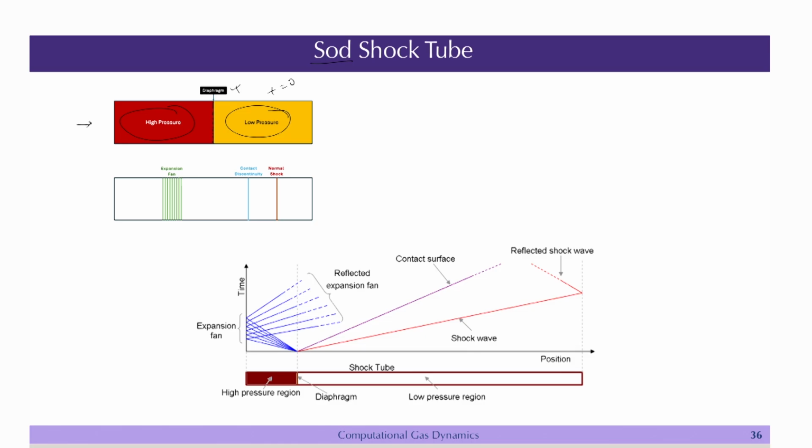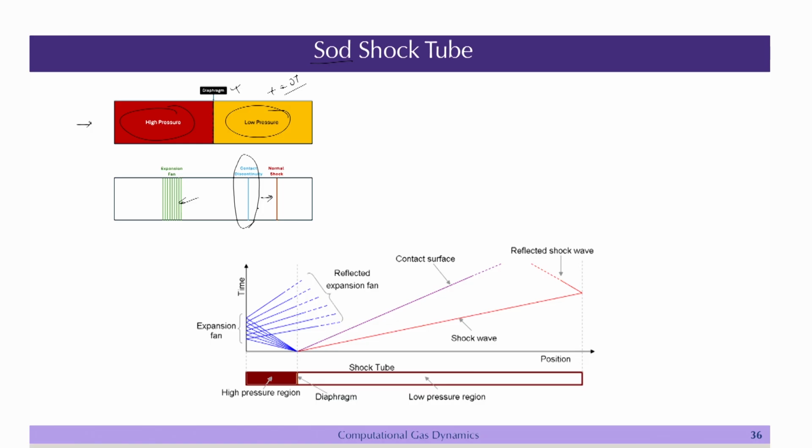What will happen as you increase the pressure on the left hand side? Keep on increasing, and at t just 0 plus, the diaphragm breaks, and because of the high pressure the waves start traveling on the right hand side. The solution to this is you will have a shock which is traveling on the right, an expansion fan which is traveling on the left, and in between you will have a contact discontinuity.